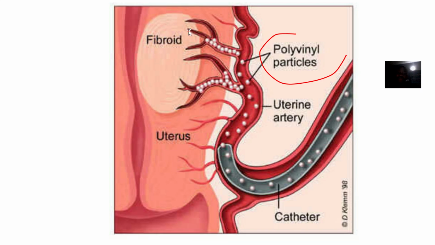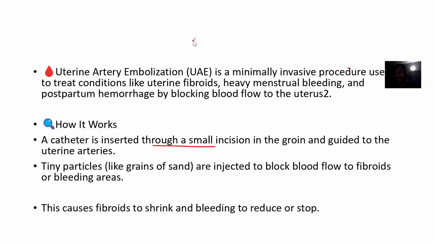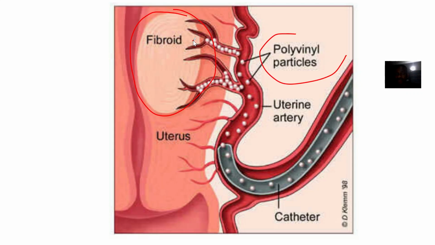Of course, the fibroids grow because they have a lot of blood supply. So once you stop the blood supply to them, you are basically stopping their growth. You understand? So this will cause the fibroids to literally starve. So they starve, and if there's bleeding, it will make the bleeding stop.